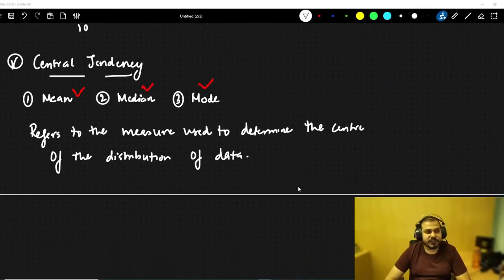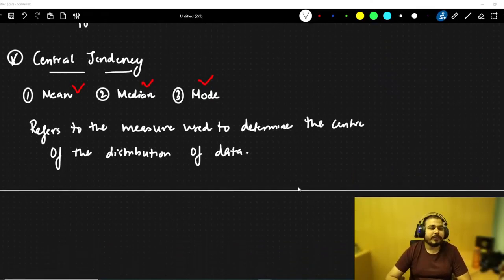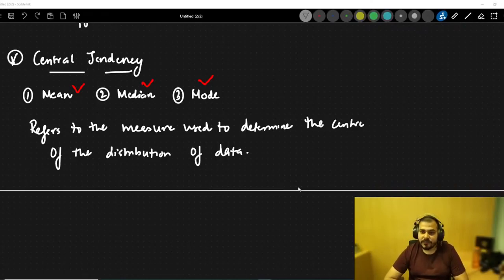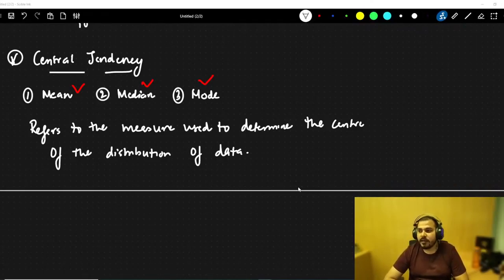Everybody clear with this definition? It refers to the measure used to determine the center of the distribution of the data. So average and mean are one and the same, guys. Understand, average, mean. We use the same formula. It refers to the measure used to determine the center of the distribution of the data.